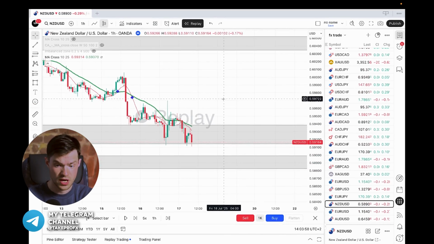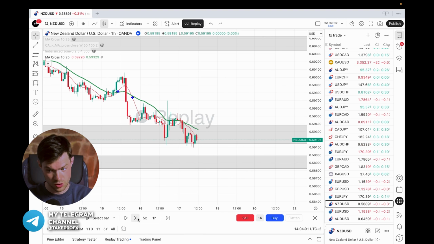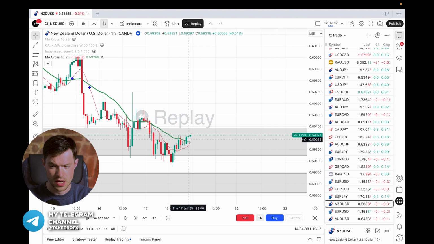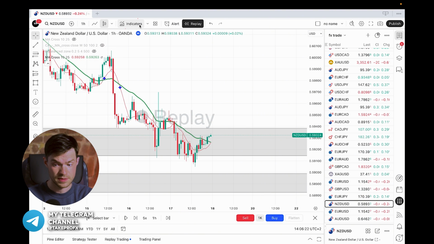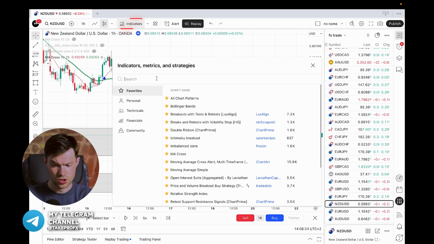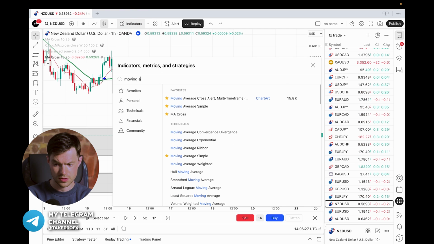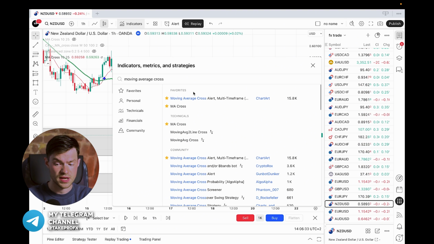As we can see, we have a double, maybe even a triple top, and here we have the first signs of the trend weakening. As we can see, the price finally goes beyond these green lines, and we almost have a crossover. The next step is to add the second indicator, which is called moving average cross. But this time this indicator is from the Chart Art author, and it has almost 16,000 users.